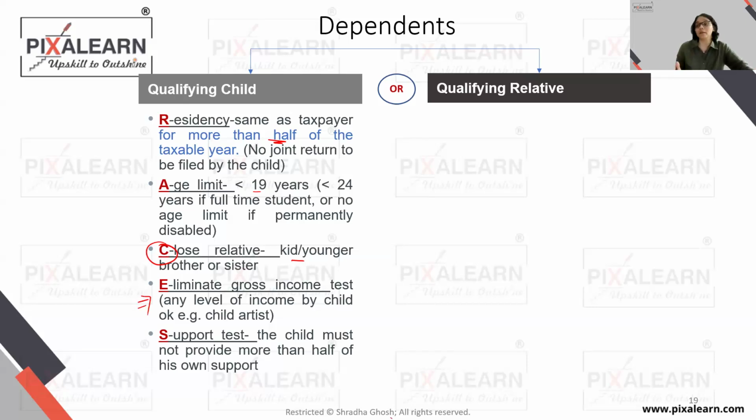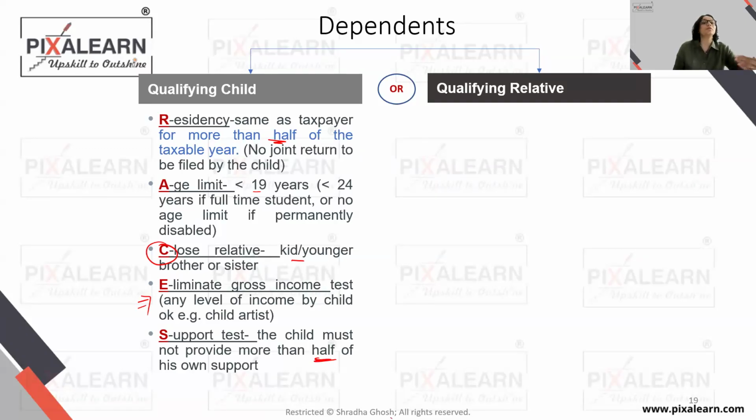We don't really bother how much money a child is making, so the amount of money being earned by the child. Think about Will Smith's son. Think about all the child artists and the professionals. We don't care how much money they're making. The only thing is the child must not provide more than half of his or her own support. Okay, so five criteria. If all of these are met, the child is supposed to be a qualifying child.